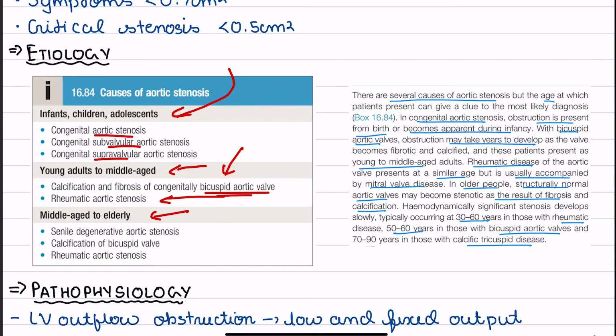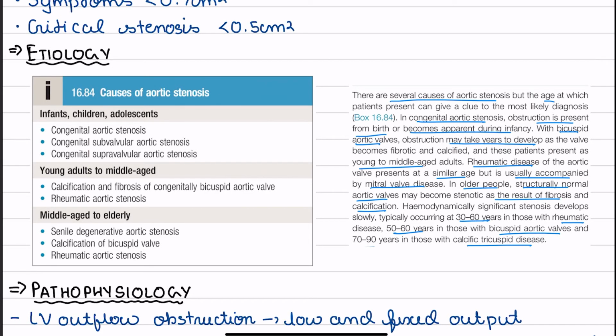Due to this, there may be calcification and fibrosis of the bicuspid aortic valve, and this usually occurs later in age. This calcification and fibrosis takes some time to develop, so even though they have a congenitally bicuspid valve, these patients usually present as young to middle-aged. In middle-aged to elderly, the causes are senile degenerative stenosis due to age-related degeneration, again calcification of the bicuspid valve, and rheumatic aortic stenosis. So those are the causes of aortic stenosis.